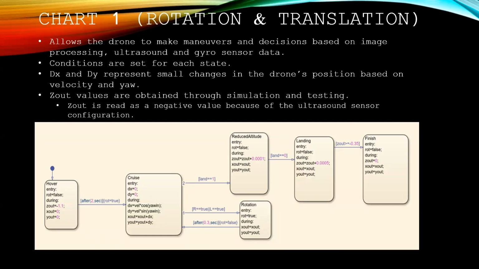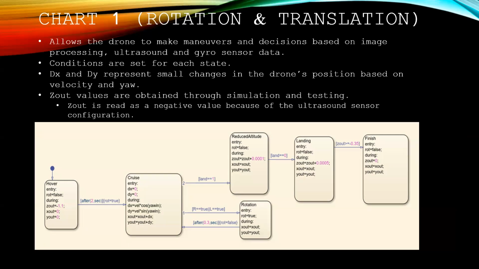This chart works in a way that in order to move on to the next block, the conditions have to be satisfied. Therefore, during the hover state, the drone will climb to 1.1 meters of altitude while maintaining its X and Y positions. It is important to note that the value of Z out is a negative. This is because the drone's ultrasound sensor reads the distance from the ground and back as a negative value.